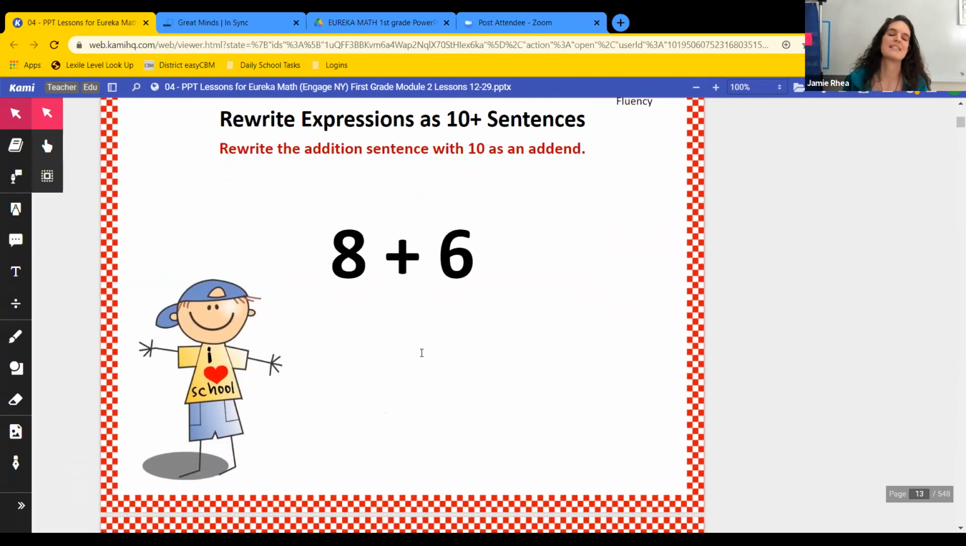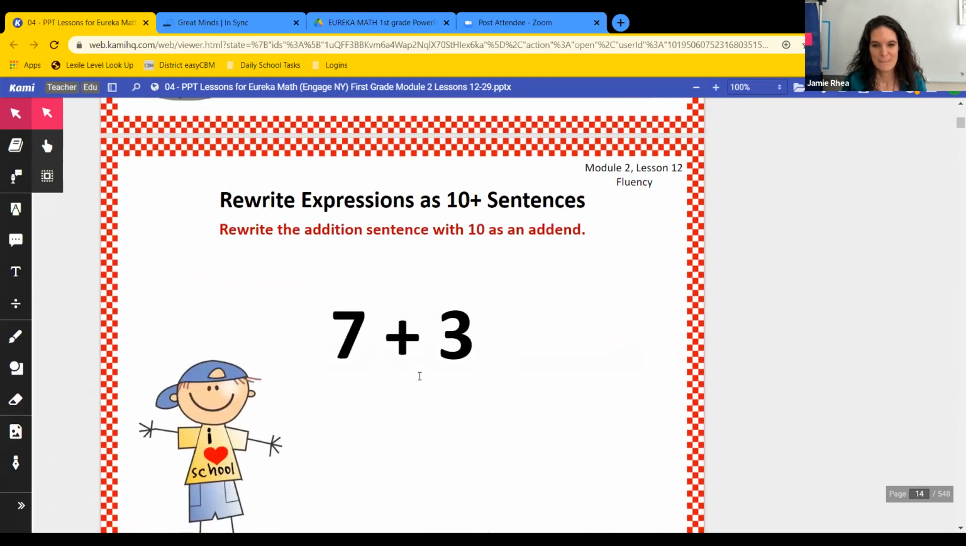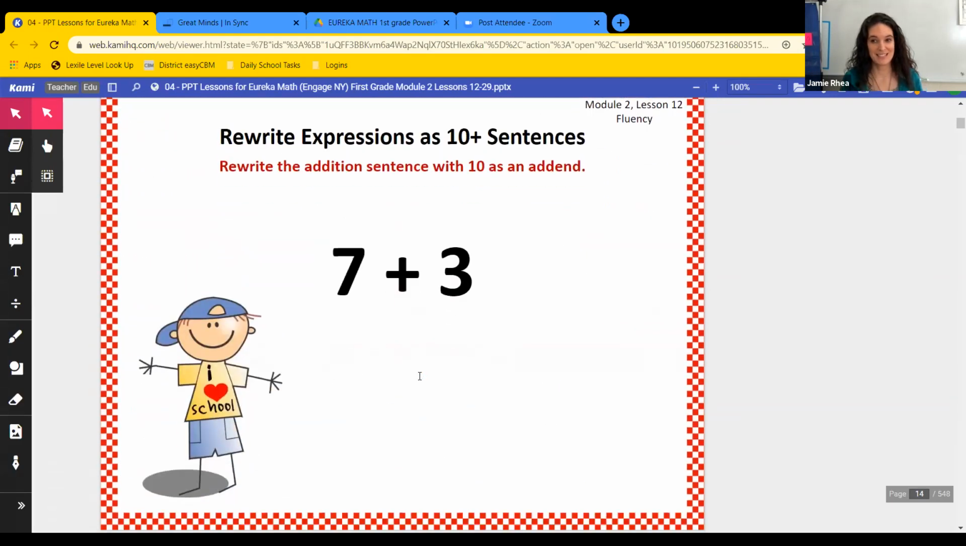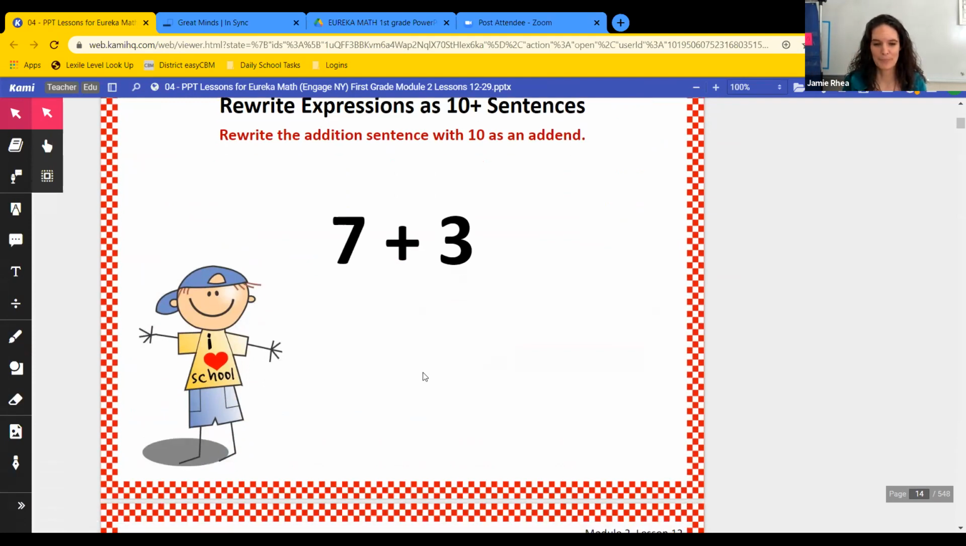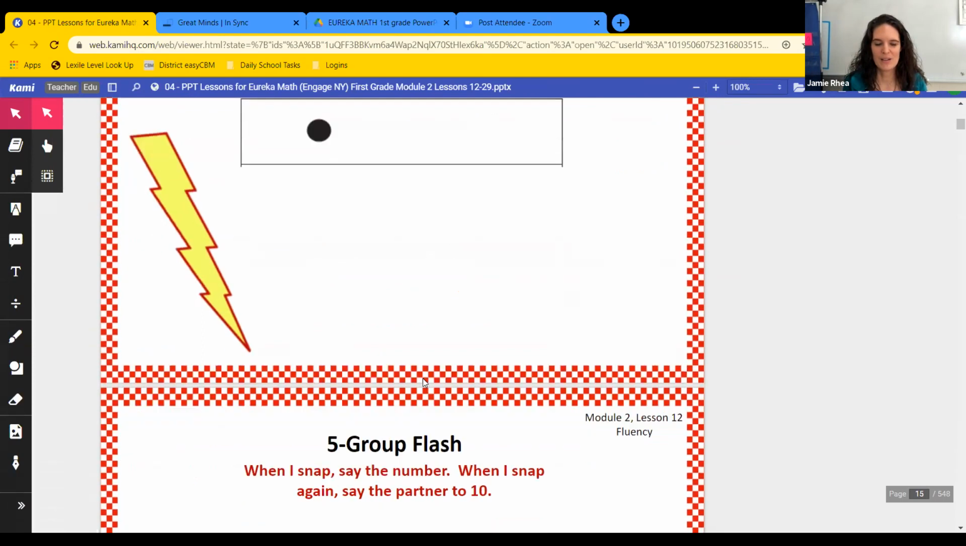All right, let's try 8 and 6. Break my 6 apart, 2 and 4. Combine my 2 and my 8 together to make 10. 10 and 4 make 14. Okay, now we're getting into 7. So we have 7 and 3. Can I break that 3 apart to make 10? No, because 3 and 7 make 10 together. So 10 plus 0. All right, we're going to stop there.